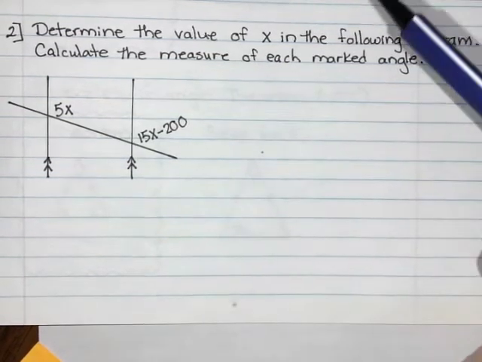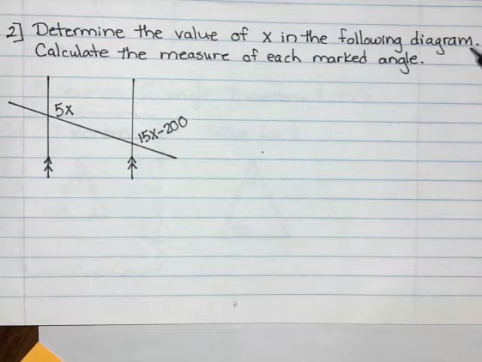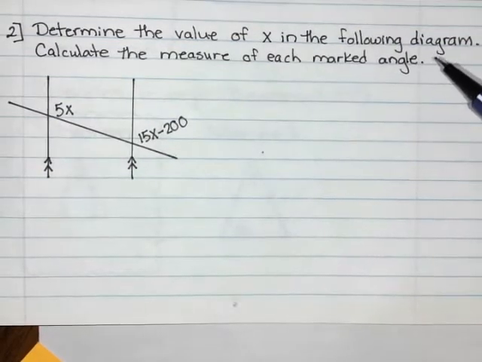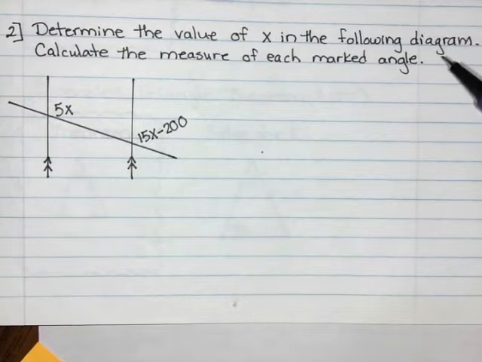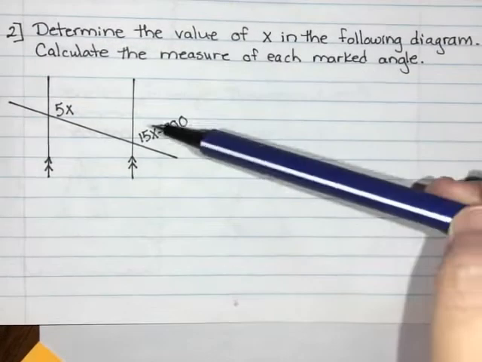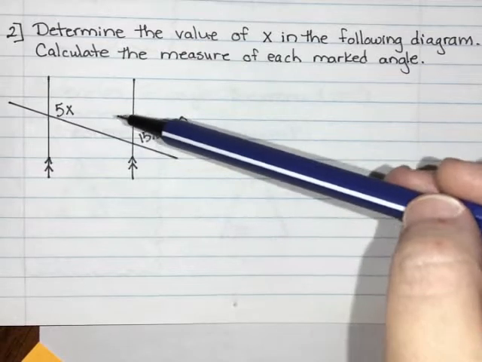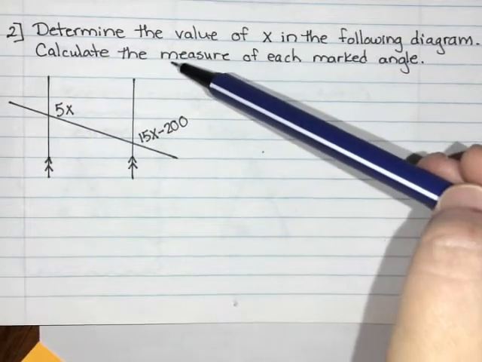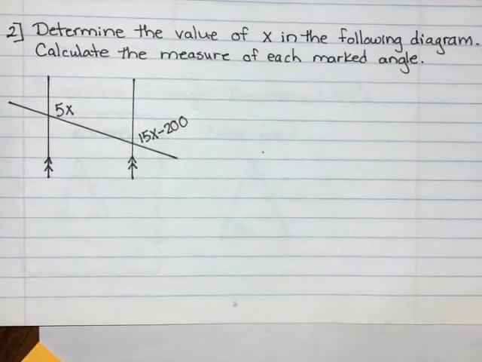Our last question here says, determine the value of x in the following diagram. Calculate the measure of each marked angle. So it's asking me to do two different things. Number one, it wants me to solve and figure out what x needs to be for these patterns to work out. And then it wants me to actually figure out what those angles are.